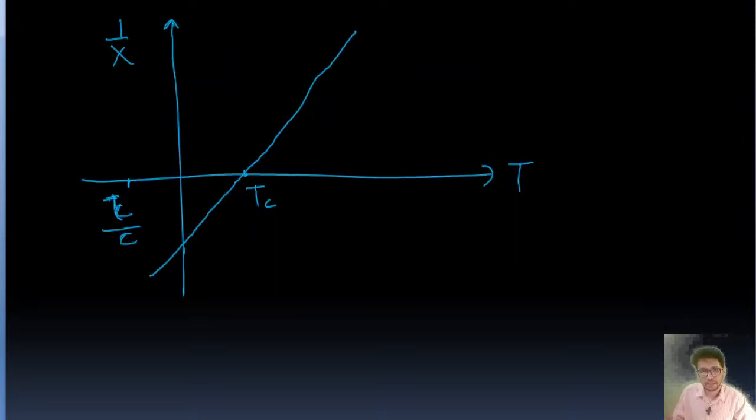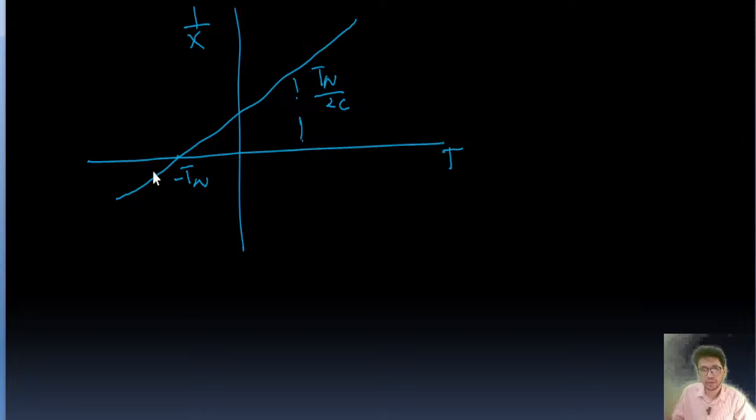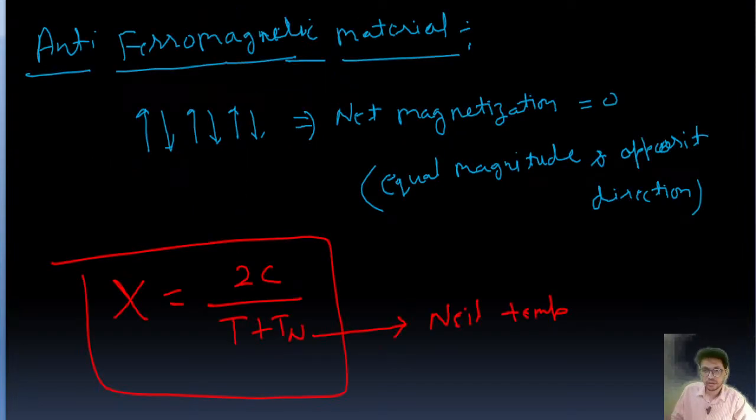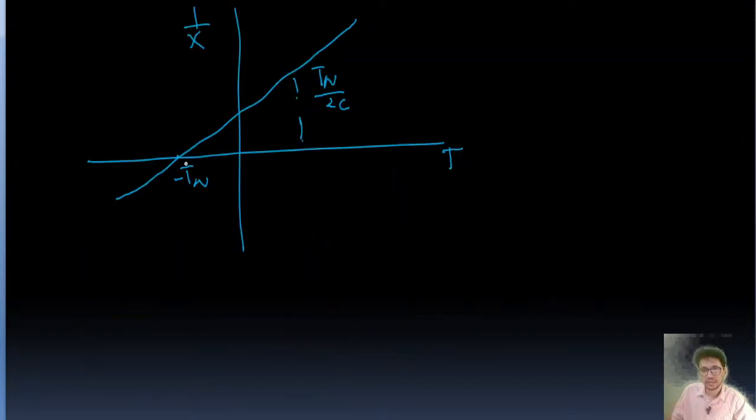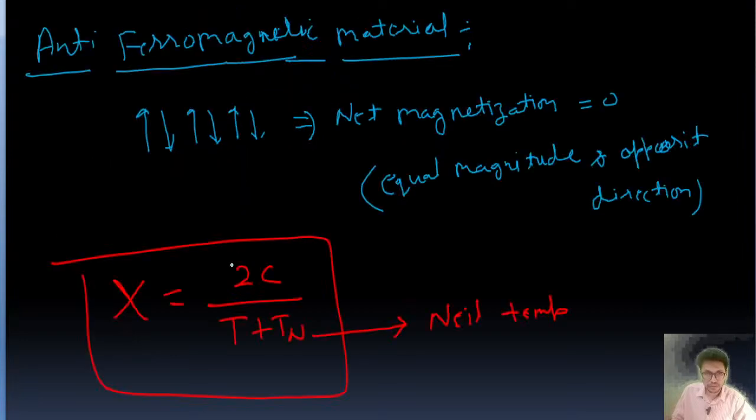This is the Tc temperature, right? This passes from there at the critical temperature, and for antiferromagnetic, this passes from the Néel temperature Tn, and that is the minus value, minus Tn. Okay, this is the graph, and also we can write 1 upon chi, because we have this formula: chi equals 2c upon t plus Tn.